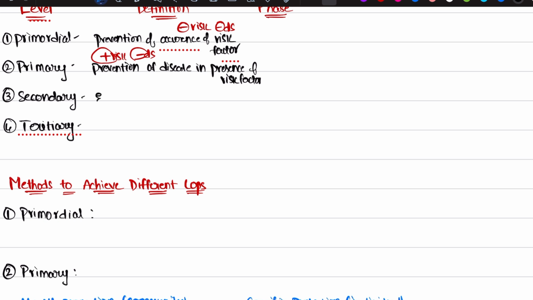See, early detection and treatment. Here screening test, all the screening tests come under secondary level of prevention.